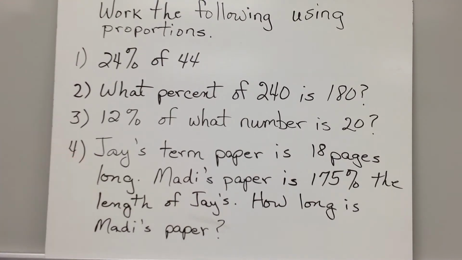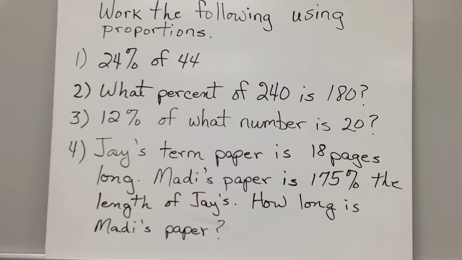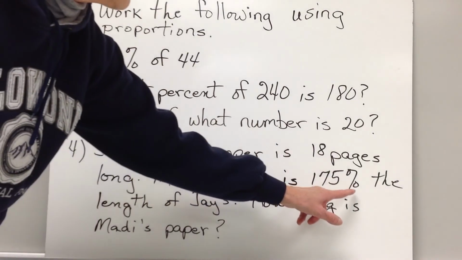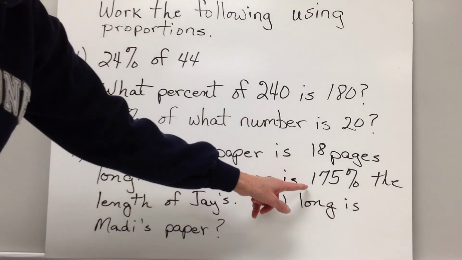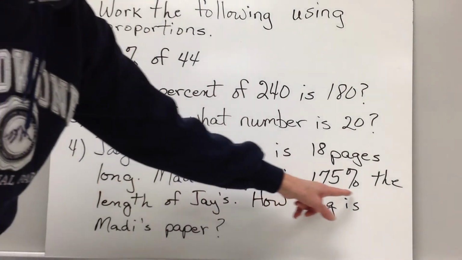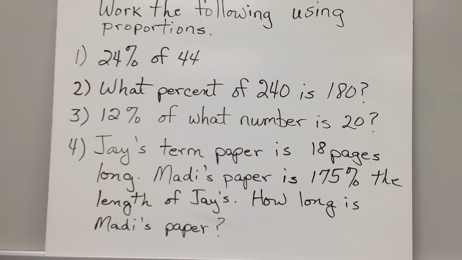This one says Jay's term paper is 18 pages long. Maddie's paper is 175% the length of Jay's. How long is Maddie's paper? You don't see the word percent of anything, but it says 175% the length of Jay's paper. We almost automatically say 175% of the length of Jay's paper. So it's still understood to be there. Set this one up exactly the same way you set up the other 3.